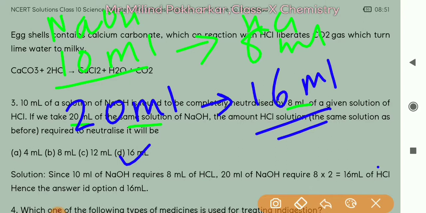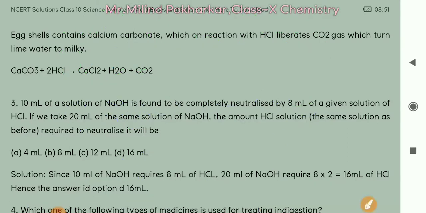You can see here the solution. Since 10 ml of NaOH requires 8 ml of HCl, then 20 ml of NaOH requires 8 into 2, that is 16 ml of HCl, and hence the answer is 16 ml.